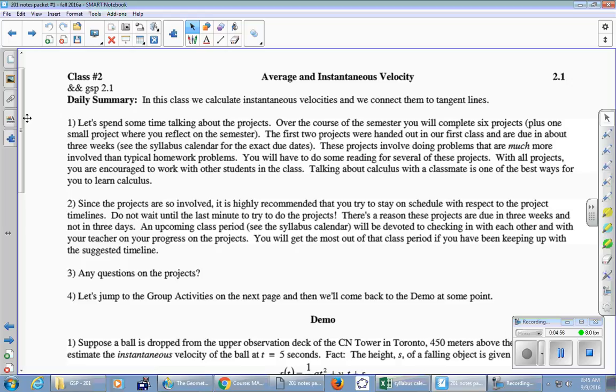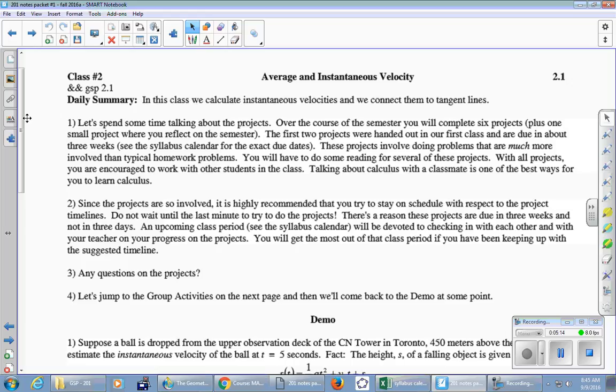For all projects, you are encouraged to work with other students in the class. You are also welcome to ask me questions. You are welcome to ask faculty in the Math Studio questions. Any resource you want is fair game here. You guys are the best resource for these projects. Talking about calculus with a classmate is one of the best ways for you to learn calculus.